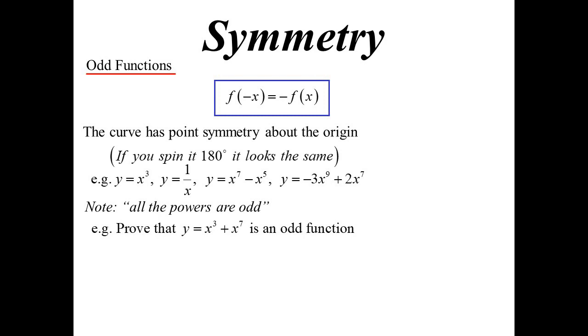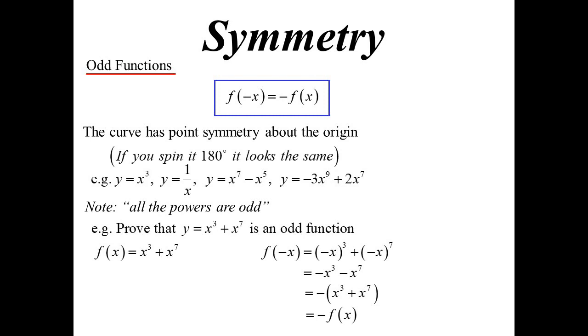oh, look at that, all the powers are odd. You have to prove that definition. So write down what f(x) is: x cubed plus x to the 7. Write down what f(-x) is. And then you compare the two. And I can now see, hang on, this is the negative of the first one. That is negative f(x). So that is an odd function. That's how you would prove something is odd.